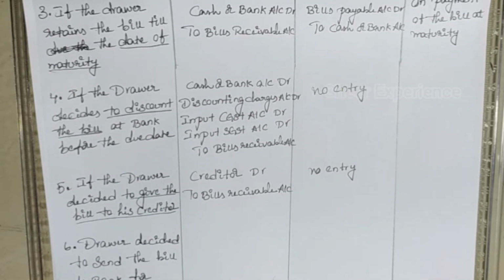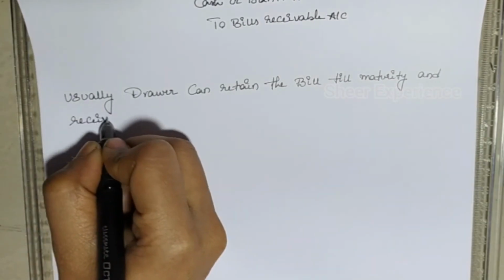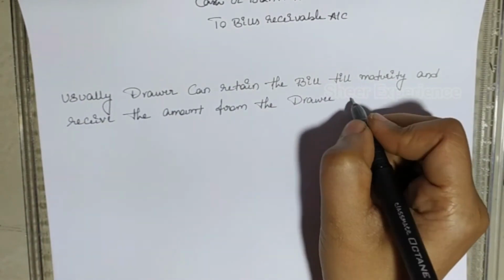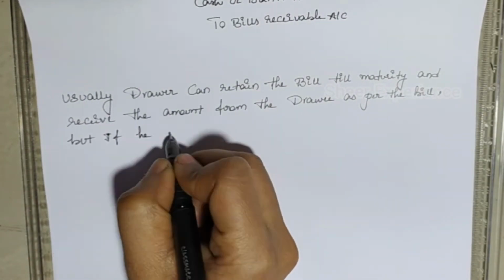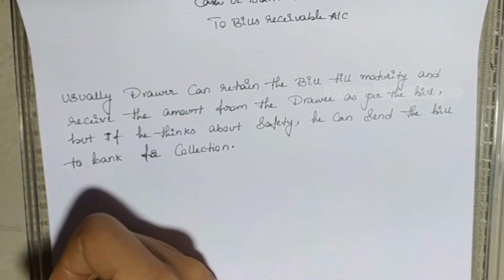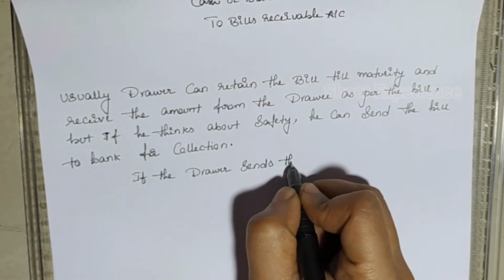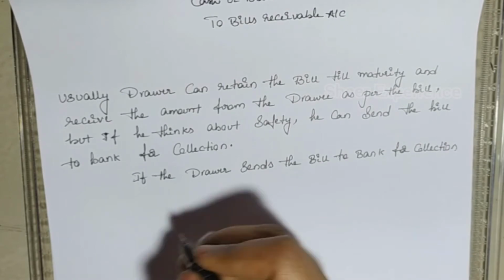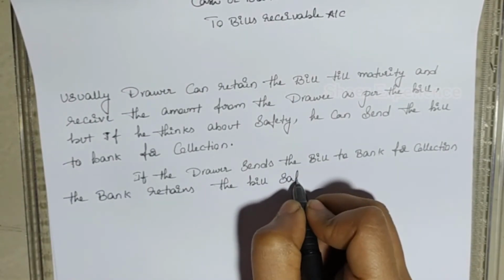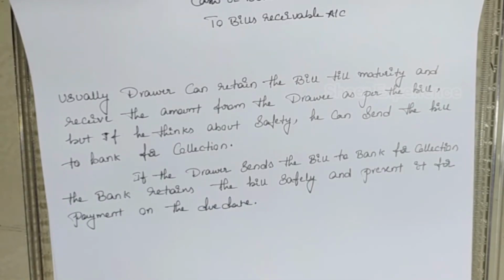Our next situation is drawer decided to send the bill to bank for collection. Now, what is sending the bill to bank for collection? Usually, drawer can retain the bill till maturity and receive the amount from the drawee as per the bill. But if he thinks about safety, he can send the bill to bank for collection. Assume that the drawer sends the bill to bank for collection. The bank will retain the bill safely and present it for the payment on the due date, that is at the maturity of the bill.